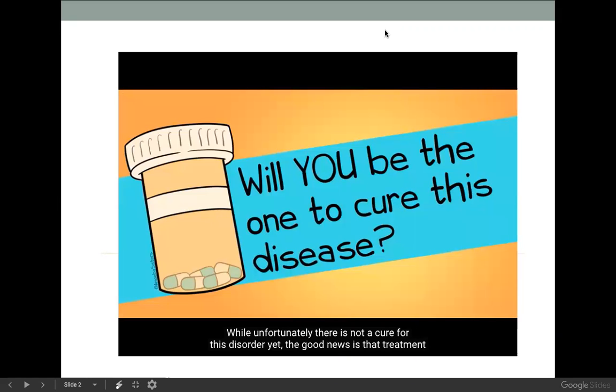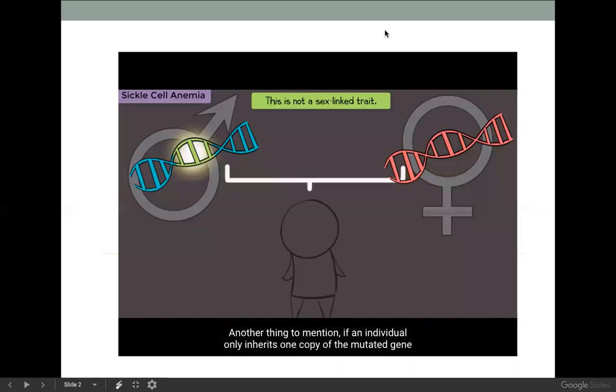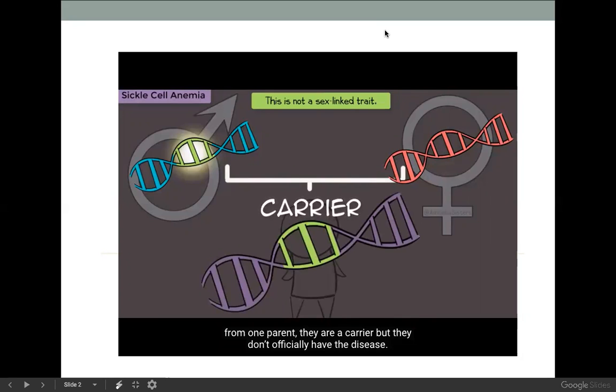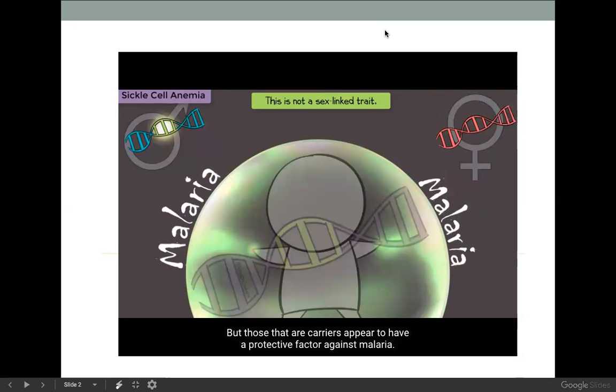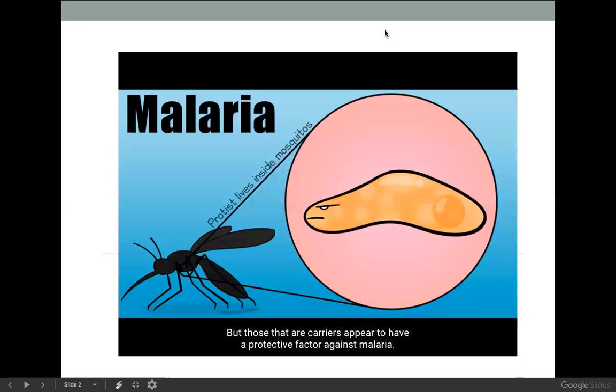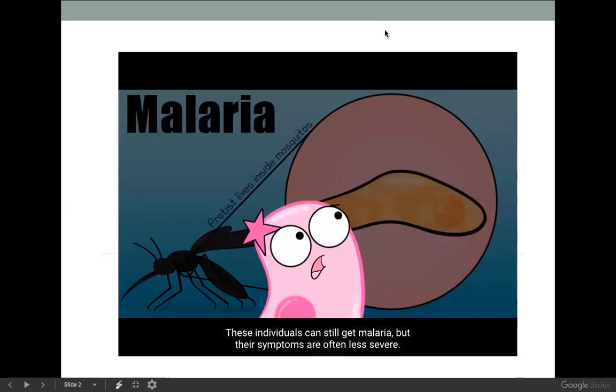While unfortunately there is not a cure for this disorder yet, the good news is that treatment for this disorder has greatly improved. Another thing to mention, if an individual only inherits one copy of the mutated gene from one parent, they are a carrier, but they don't officially have the disease. Usually they do not have symptoms, but those that are carriers appear to have a protective factor against malaria. Malaria is a disease caused by a protist that can be transmitted by mosquitoes. These individuals can still get malaria, but their symptoms are often less severe.